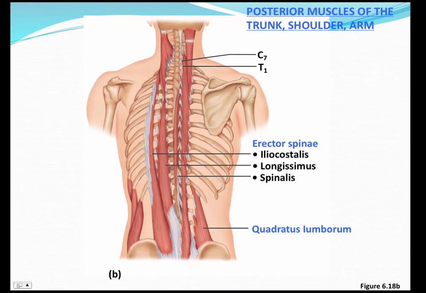Posterior muscles of the trunk, arm, and shoulder. We have the erector spinae: iliocostalis, so that's one of them, longissimus, and spinalis. And all 3 of these are going to do work for your back extension. And then down here, we have the quadratus lumborum. And this is for flexing your spine laterally. So it contracts, and your spine's going to go in this direction.